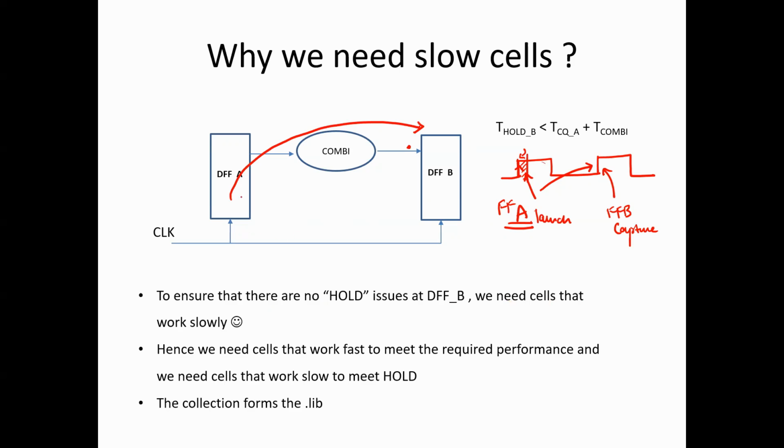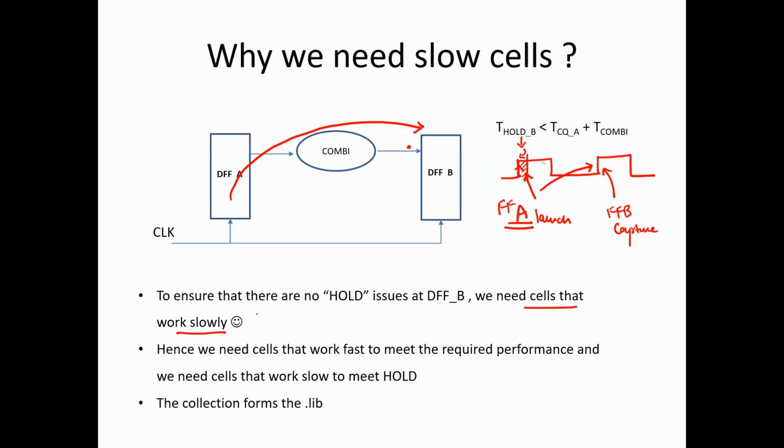We don't want ultra fast cells. If I start working too fast, I may be violating the hold, because what my A is trying to give out may appear at B here itself. If the change at B is seen here, then I will have a hold violation. So I want this circuit to work fast, but it should not be too fast also. It should be optimally fast. That means we need some cells to work slowly also.